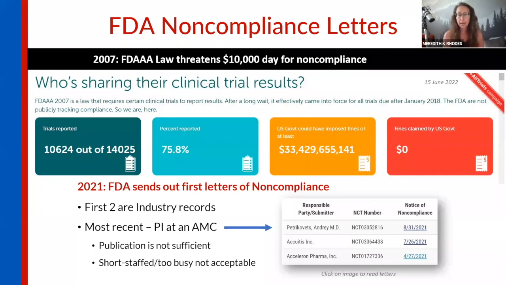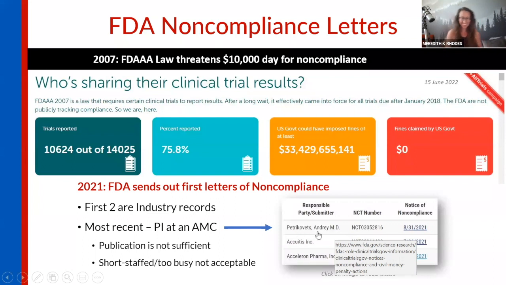The PI, Dr. Petrikovets, I'm not sure I'm pronouncing that right, published his results and said, I've already published them, and the FDA came back and said that's not sufficient. The requirement is to submit summary data to CT.gov. And then he went back and he said, short-staffed, I'm too busy. And the FDA came back and said, that's not a good excuse. You've had plenty of time. So there was definitely some back and forth in this notice of noncompliance that's worth reading through.